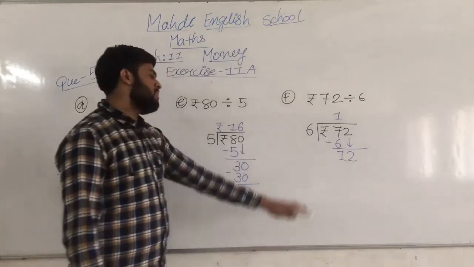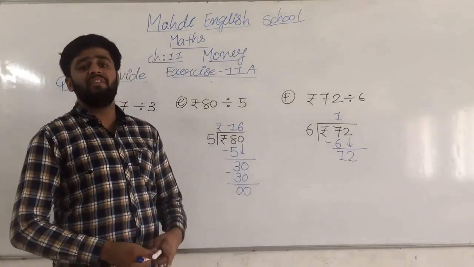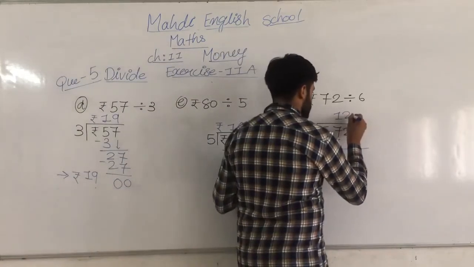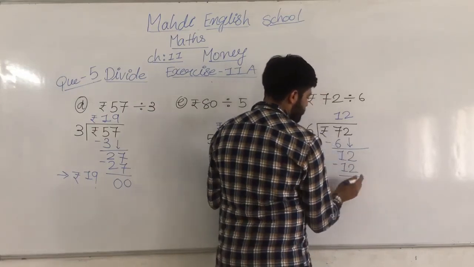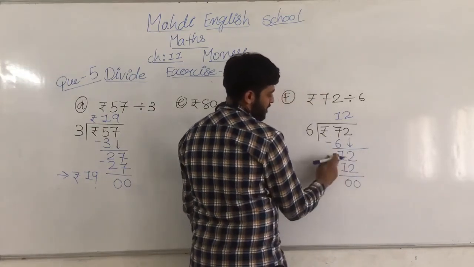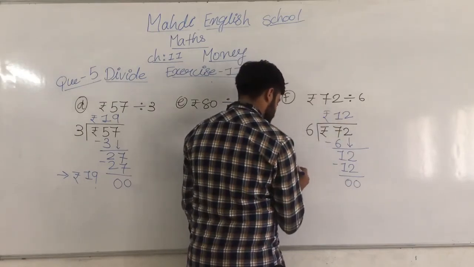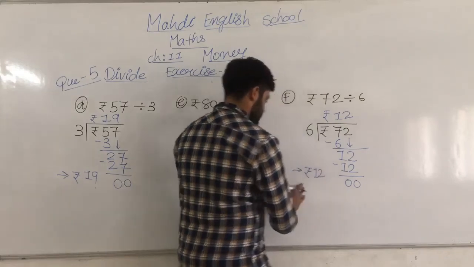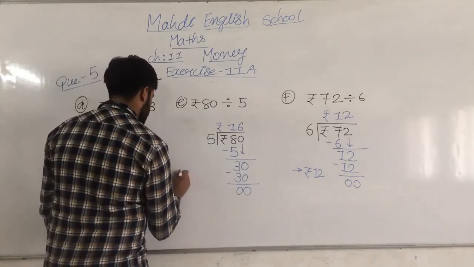In table number 6, my dear students, 12 will come or not? Yes, obviously 12 will come. But where? 6 2s are 12. So the answer is what? 2 minus 2 is equal to 0. 1 minus 1 is equal to 0. So the answer is 12. Understood? Note down the answer in your book.